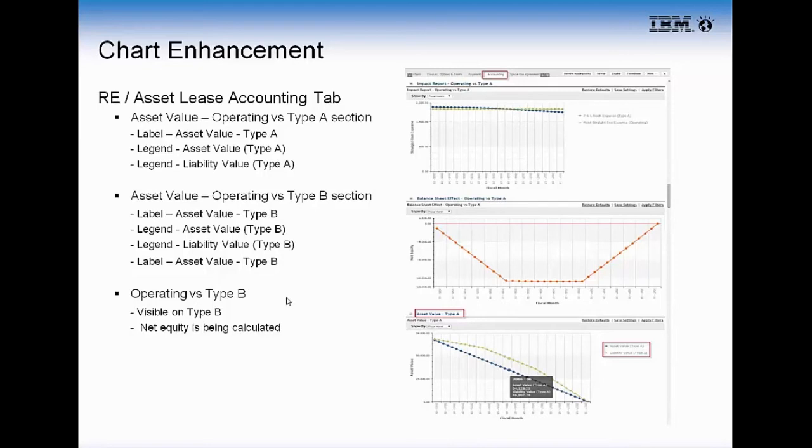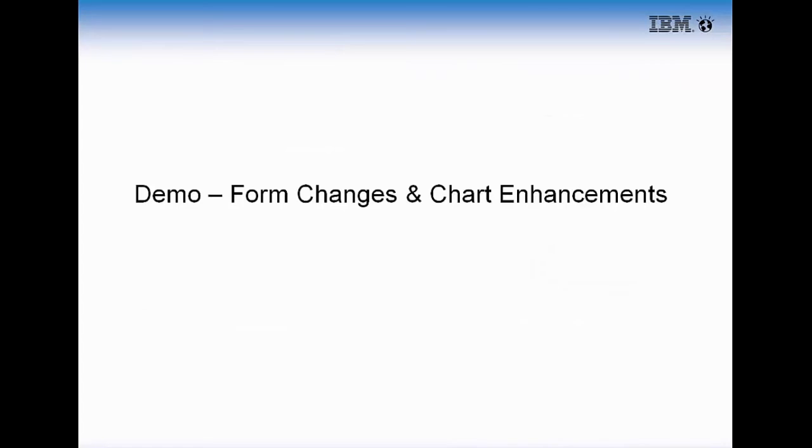There's one on operating versus type B that was not visible for type B. We made it visible when type B is selected, and now it's able to calculate net equity as being calculated. So with that said, let's dive into some of the form changes and the chart enhancements to show the changes.